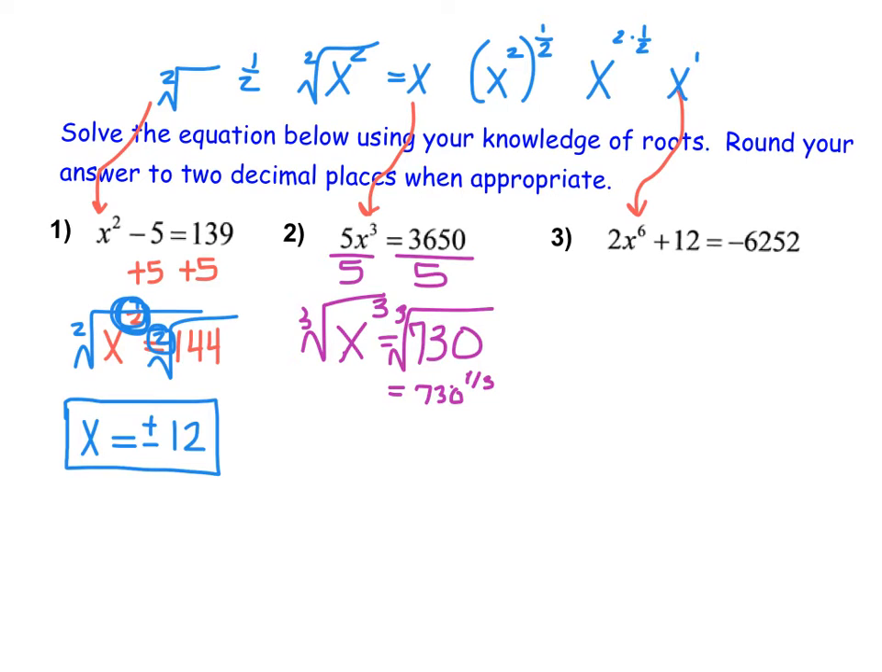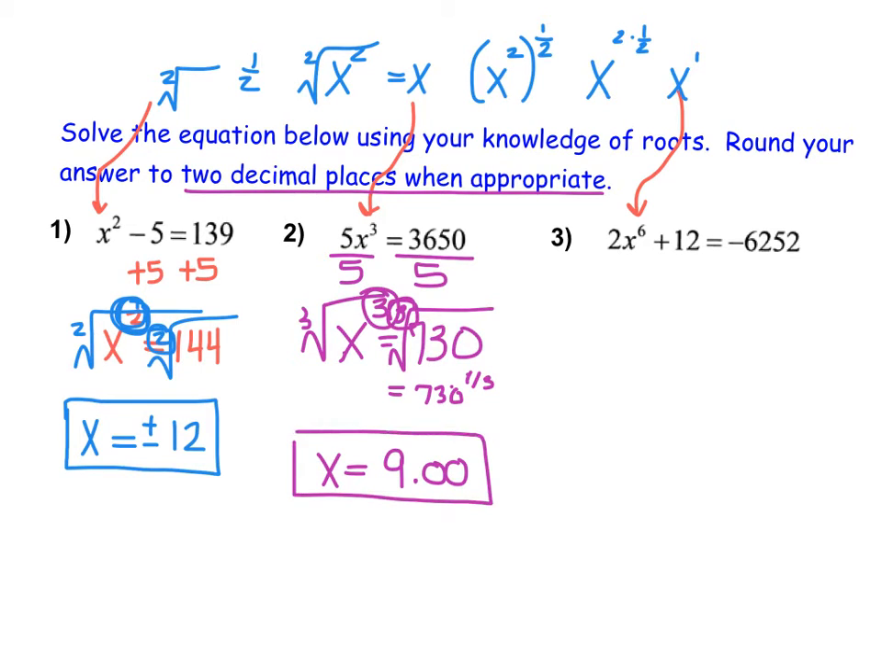So here I can see that if I round to 2 decimal places when appropriate, I get x is equal to 9.00, because that 4 after the second 0 does not round it up. Now from here I have to decide, is this a plus or minus situation? Because this is an odd root and an odd exponent, I do not include the plus or minus.